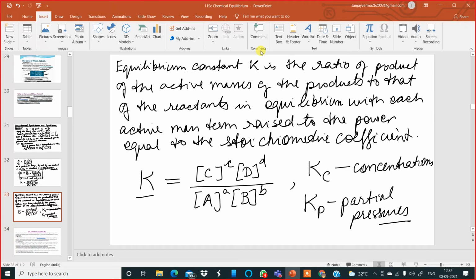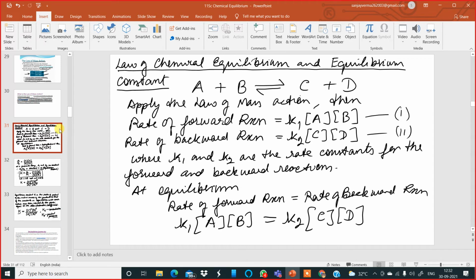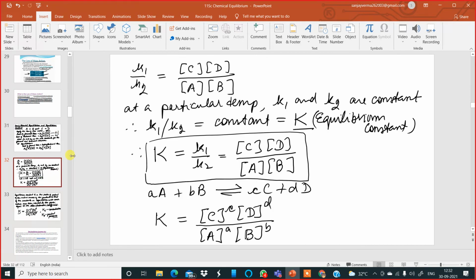So we have discussed how to get the equilibrium constant expressions by using the law of chemical equilibrium and the law of mass action. Here we have applied the law of mass action and finally obtained the relation expression for the equilibrium constant expression, and for a general reaction as well.